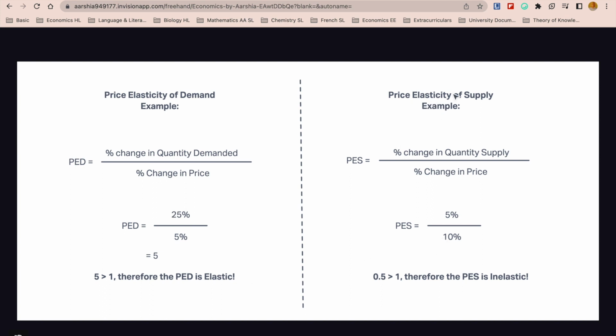Now we have the price elasticity of supply. As we remember, the formula for PES is percentage change in quantity supplied divided by percentage change in price. Therefore, here we can see that for the PES, the percentage change in quantity supplied is 5%, and the percentage change in price is 10%, which, as I should have written here, the answer equals 0.5, which is a value that is less than 1 but greater than 0, meaning the PES here is inelastic or price inelastic.